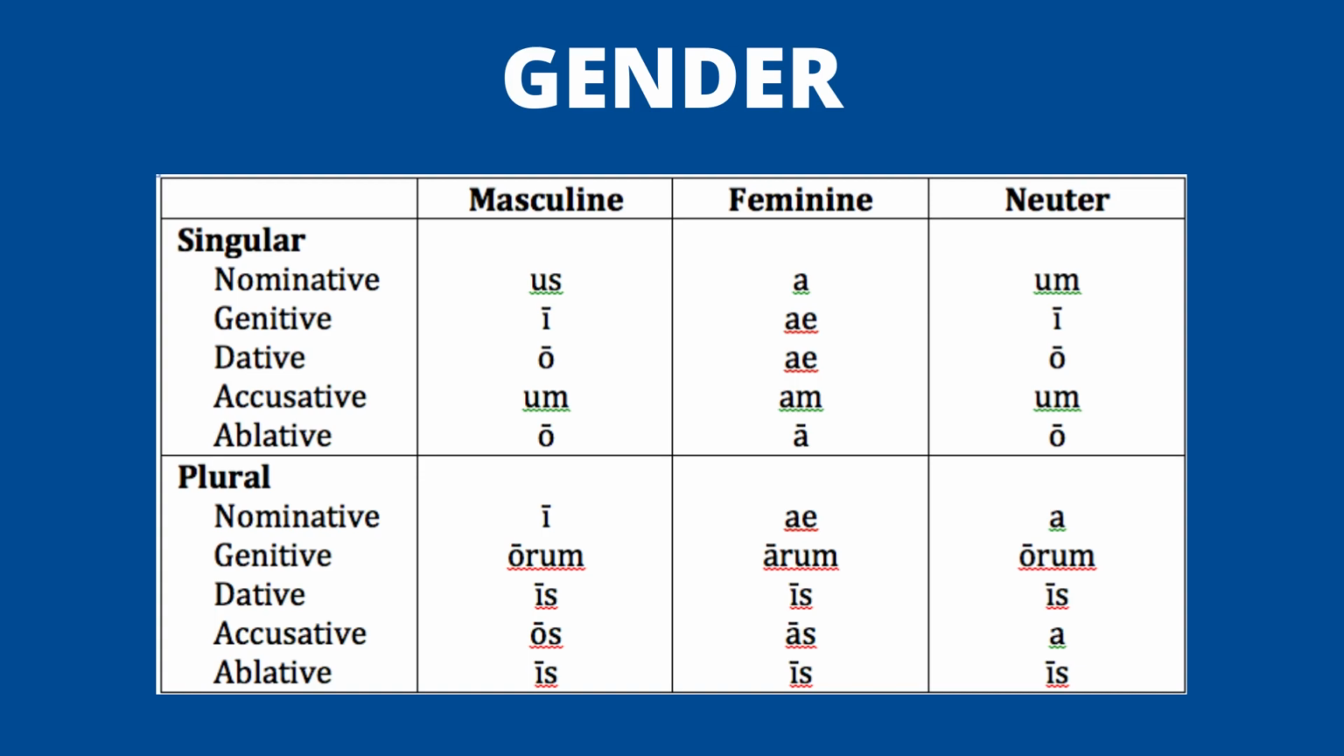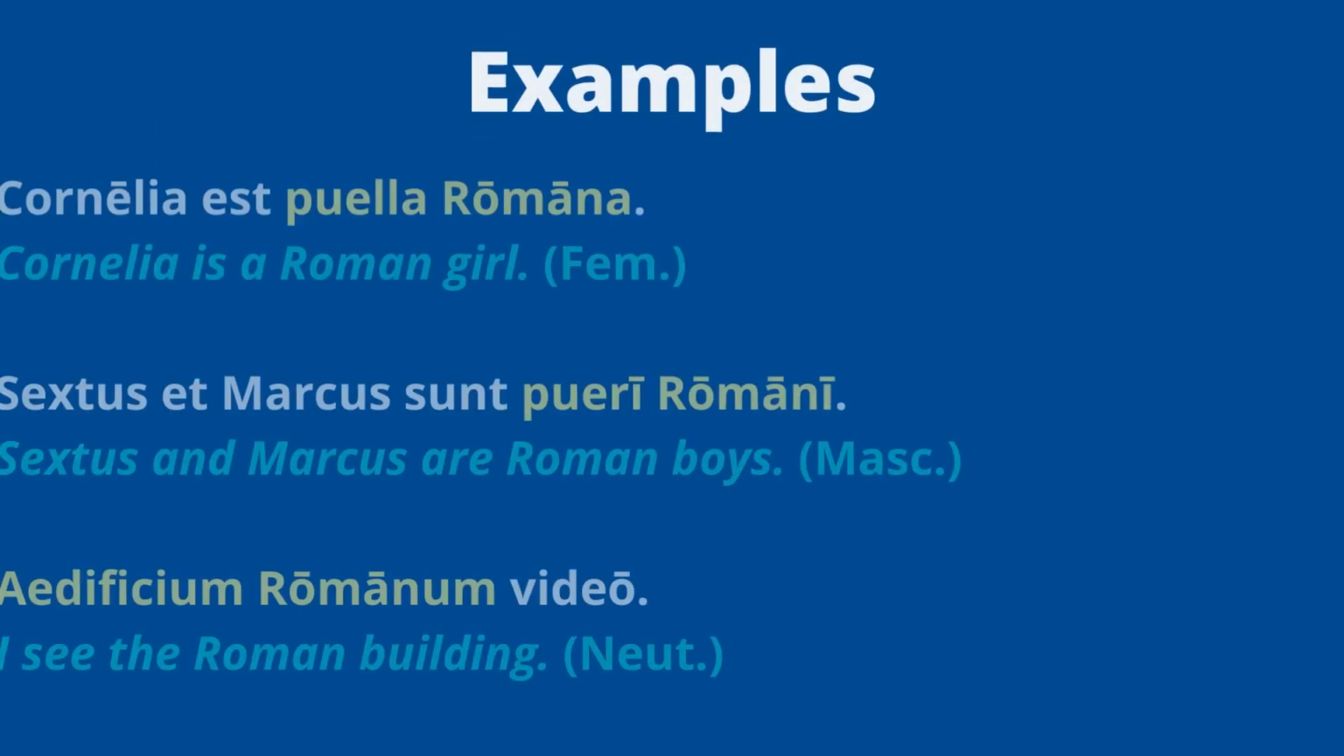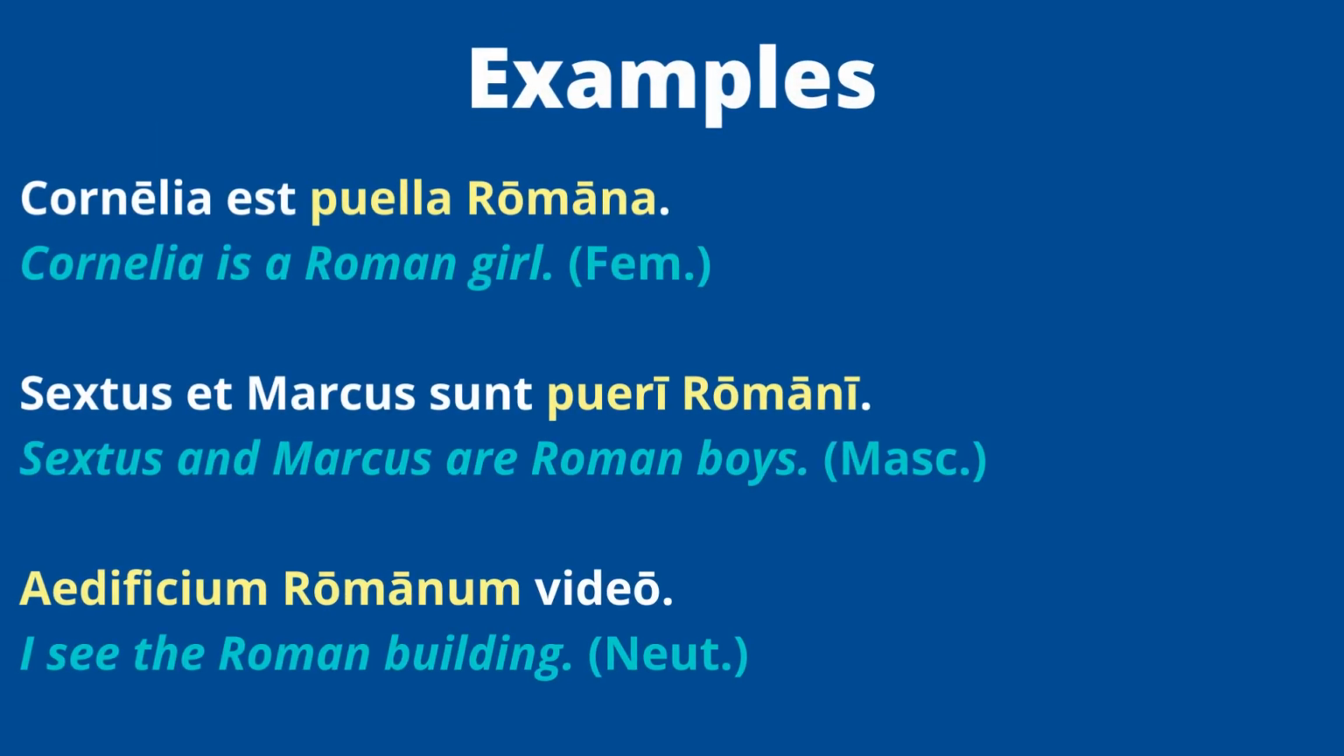So this is where it gets a little tricky. You need to know the gender of your noun or else you're going to be confused on what ending you're using for the adjective. Okay, so let's look at some examples. We have Cornelia est puella Romana, right? Cornelia is a Roman girl. Puella and Romana are both feminine, right? That's why they both have the A ending.